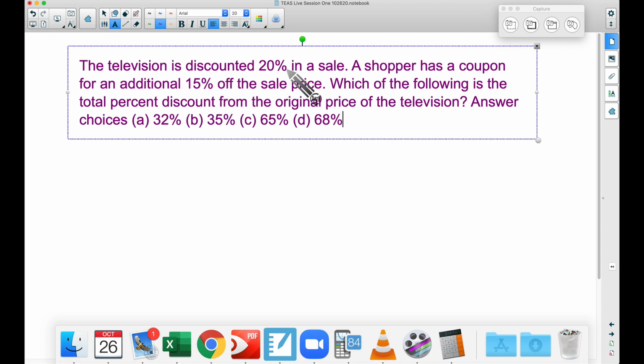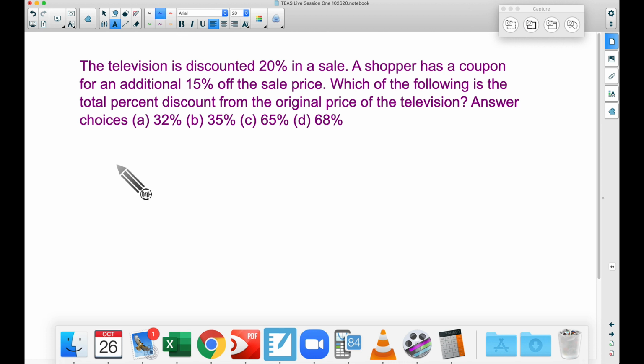A television is discounted 20% in a sale. A shopper has a coupon for an additional 15% off. Which of the following is the total percent discount from the original price of the television? 35 is not correct. The television is discounted 20% off, and then the shopper is going to apply an additional 15%. We cannot add these percents, unfortunately.